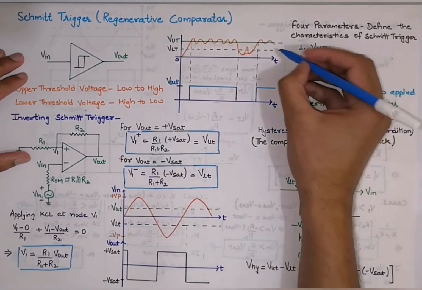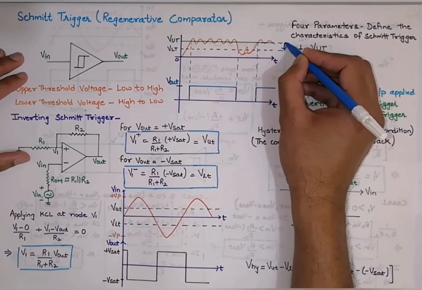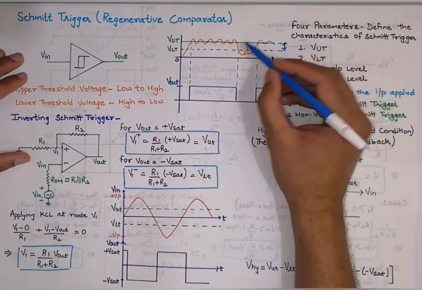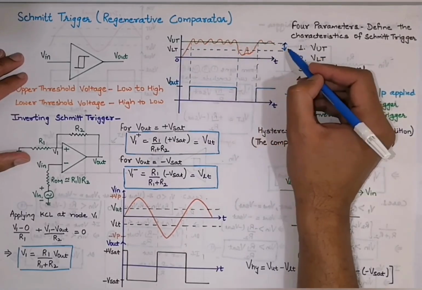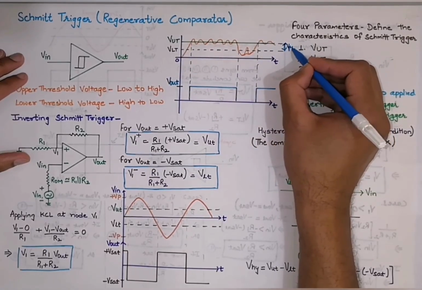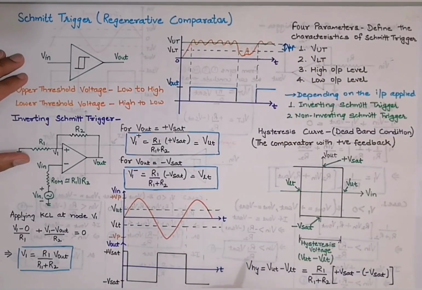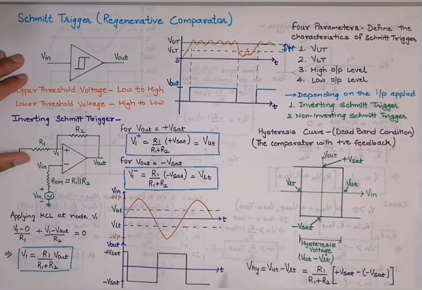It means this type of circuit is providing us immunity in this range. Or if the noise that is being added on this input signal, the peak to peak amplitude of the noise, is within this limit, then it will provide us immunity to that noise. Now, depending upon the various parameters, we can get different characteristics of the Schmitt trigger.